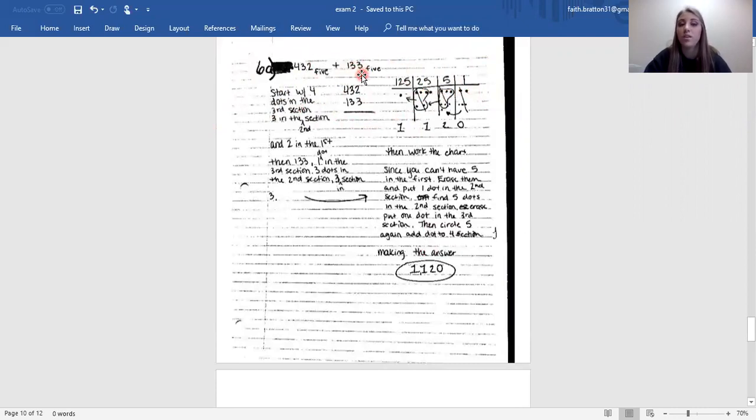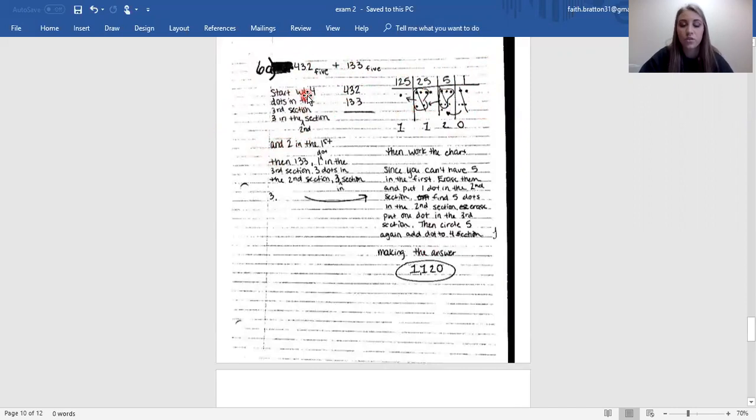Okay, then we'll go on to 133. So we got 1 dot in this one, 3 dots in this one, and 3 dots in this one. Okay, then we start with, you have to realize that since this is 1, if you have 5 dots, you know that you automatically have to move to the next one.